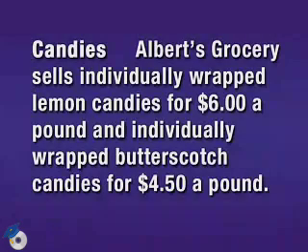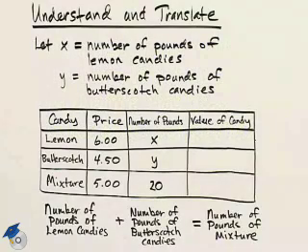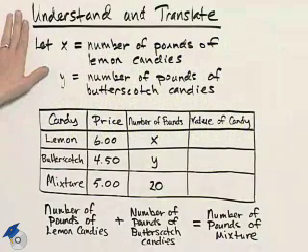Albert's Grocery sells individually wrapped lemon candies for $6 a pound and individually wrapped butterscotch candies for $4.50 a pound. How much of each must Albert mix to get 20 pounds of a mixture that he can sell for $5 per pound? The first step to solving this problem is to understand and translate.